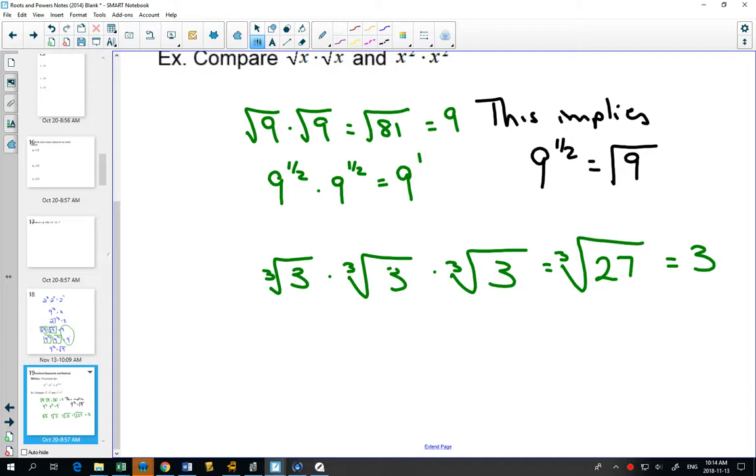What fraction would you need to add 3 times to equal 3 to the 1? What fraction would I need to put here? 1/3, 1/3, and 1/3. Because 1/3 plus 1/3 plus 1/3 is equal to 1.